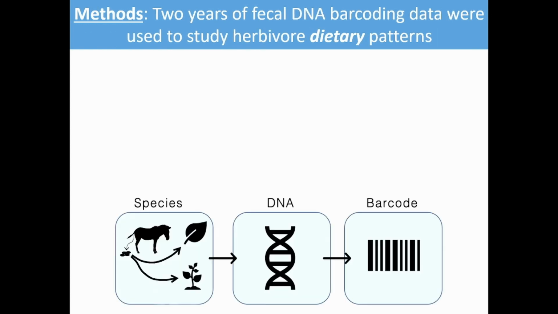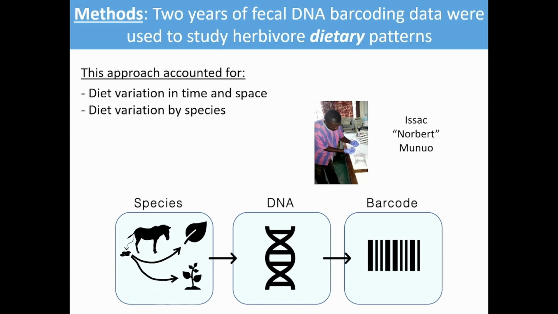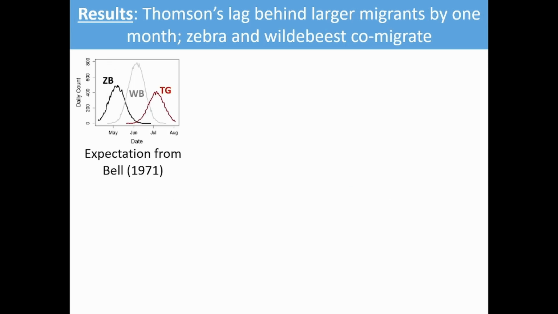And then we collected 2 years of fecal DNA barcoding data. These were used to study dietary patterns, and we sought an approach that accounted for diet variation in time and space and allowed us to separate diet by species. Okay, so what were the results we saw? Well, the first result we saw was that Thompson's gazelles tended to lag behind zebra and wildebeest by roughly 1 month.